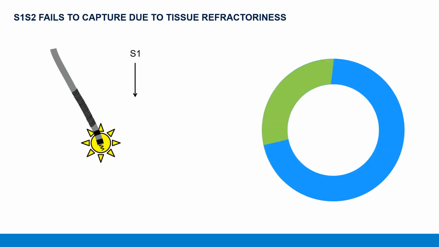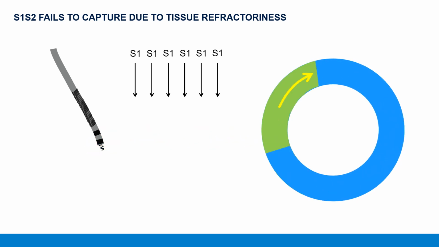Here's yet another scenario where we failed to terminate VT, and here it's because the S2 beat failed to capture tissue. And here's that scenario. We have a series of S1 beats and then a rapid S2 beat, and the tachycardia continues. Let's break this one down and see what happened.